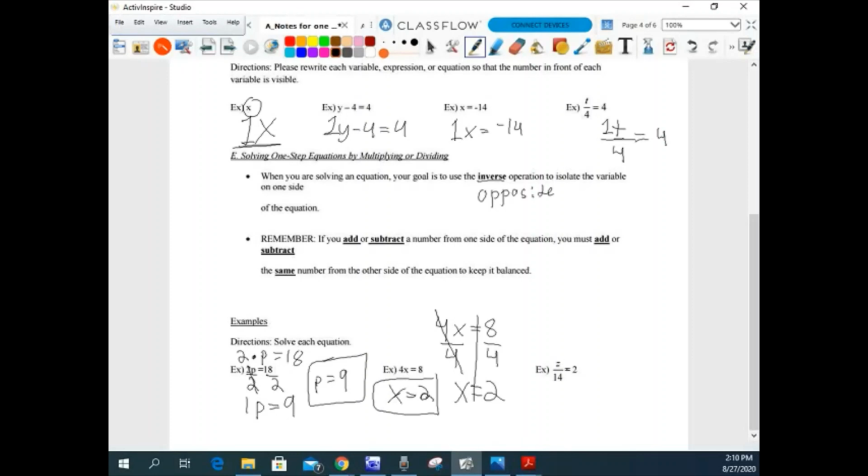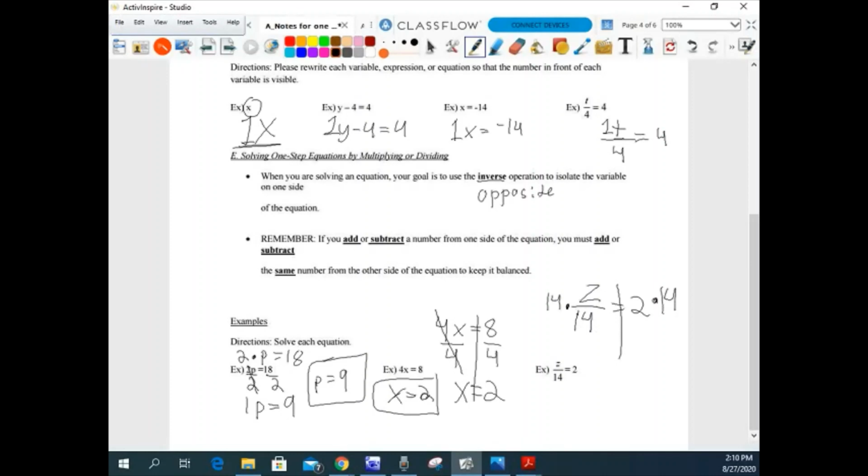Z, let's give myself plenty of room, divided by 14 equals 2. Whenever you see something like this where it's a fraction, you should remember it as a fraction, this means divide. It's z divided by 14. So how do I get rid of divide by 14? I need to multiply it by 14. And what I do to one side, I do to the other.